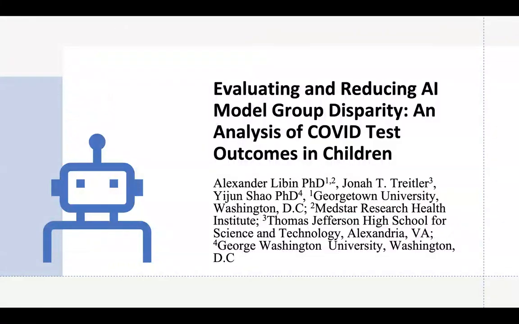Hello, my name is Jonah Treitler, and the title of my presentation is Evaluating and Reducing AI Model Group Disparity, an Analysis on COVID Test Outcomes in Children. This study aims to shed light on the critical intersections of artificial intelligence and healthcare, specifically focusing on the disparities that may arise regarding COVID test outcomes in children.